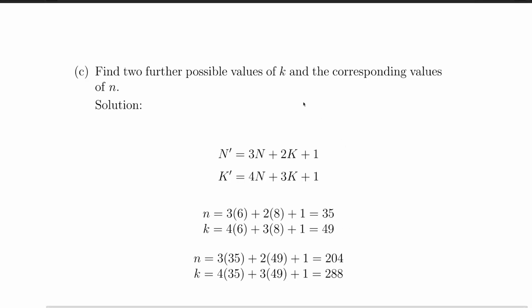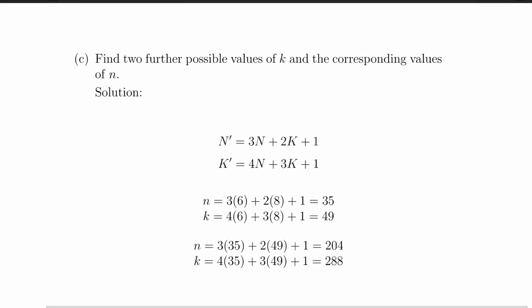And then you need to find another one, right? Because so far we only have 3, and they want 2 further possible values, so they want 4 solutions in total. So you plug these two back into the formula, and you get n is equal to 204 and k is equal to 288. And that's the whole problem.